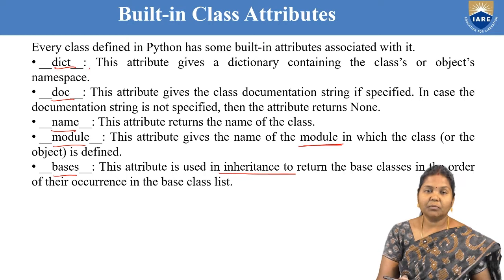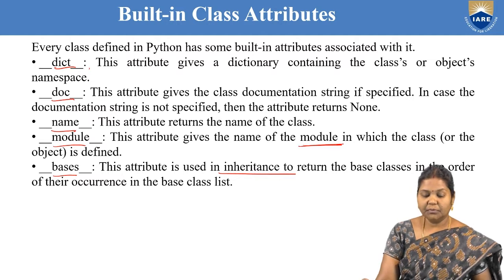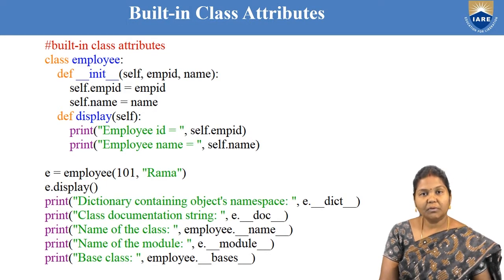So, you can find out the sequence of base classes which is used in a program by using this built-in variable. So, these are some of the important built-in class attributes. Now, let us see how to use these built-in class attributes using a program.